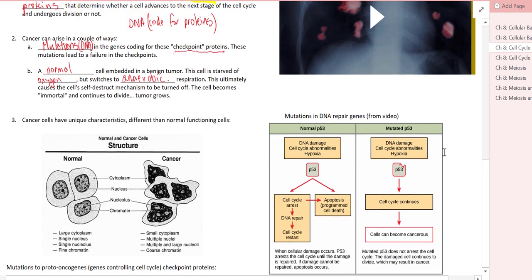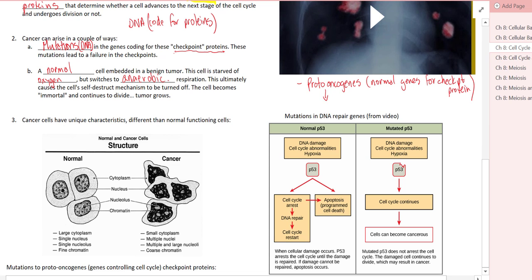Now, if we look down here on the bottom right-hand side, some terminology that you should know is these genes that code for these proteins that regulate the cell cycle. These genes are called proto-oncogenes, all right? And proto-oncogenes are basically normal genes coding for checkpoint proteins.